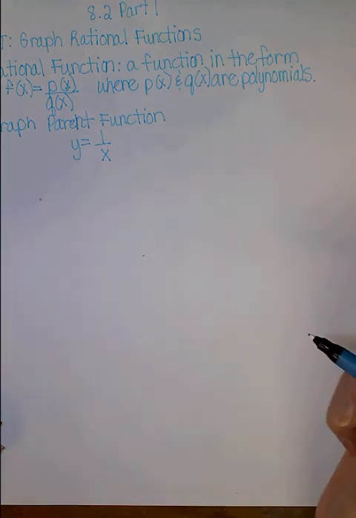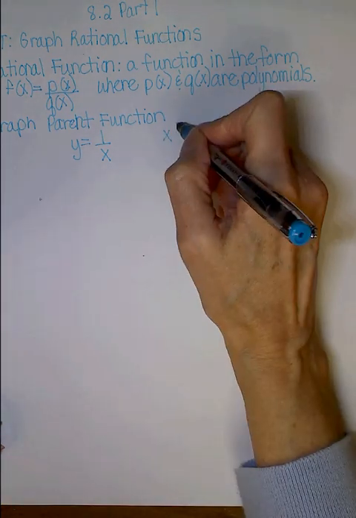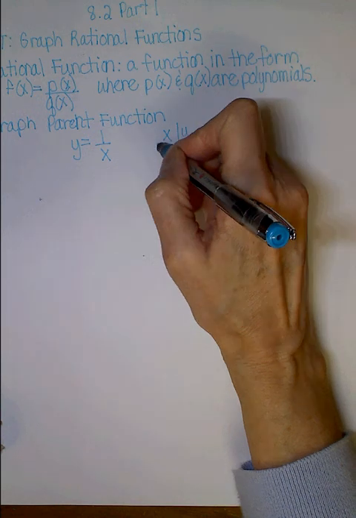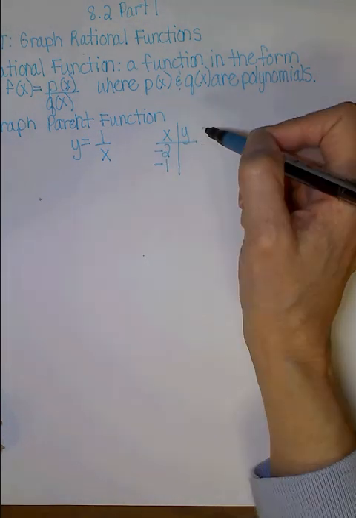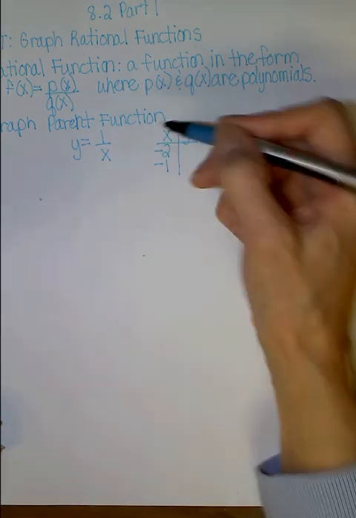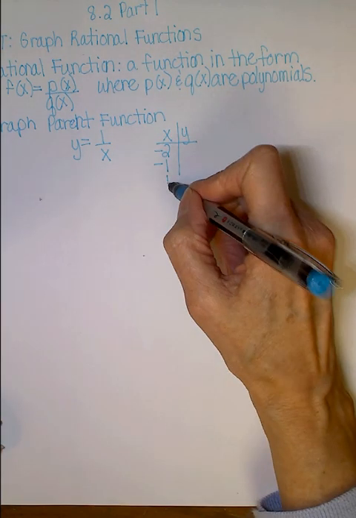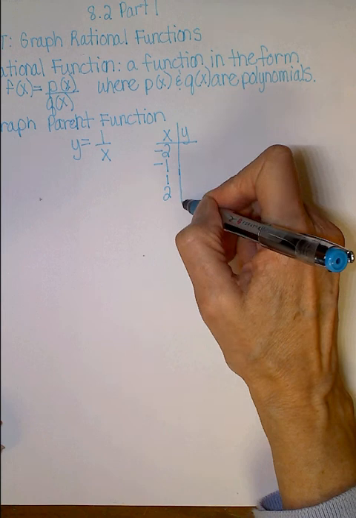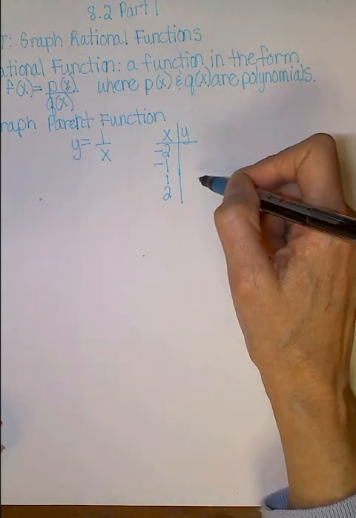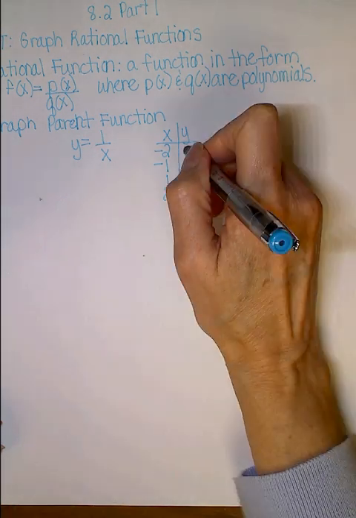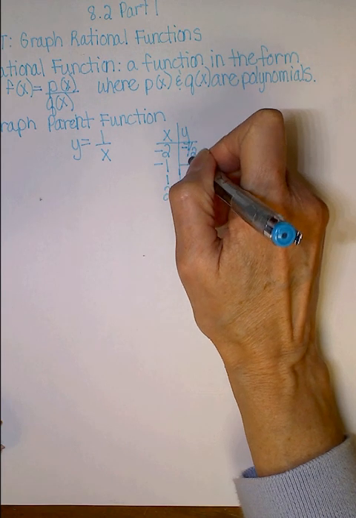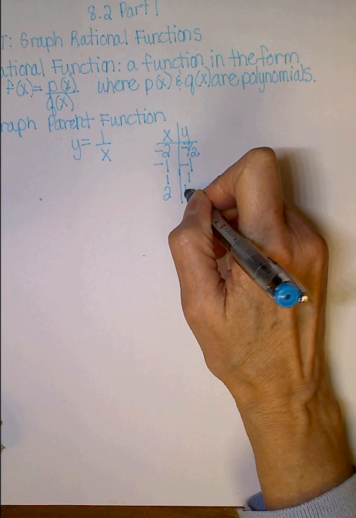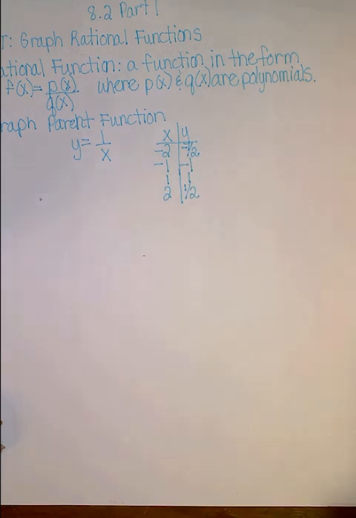Okay, now let's make a simple xy table. I'm going to pick a couple of negative values. Now I can't pick 0 because remember I can't divide by 0, so I'm going to skip 0. 0 would not be in the domain. Alright, so if I plug in negative 2, I'd get negative 1/2, and then it would look like this.